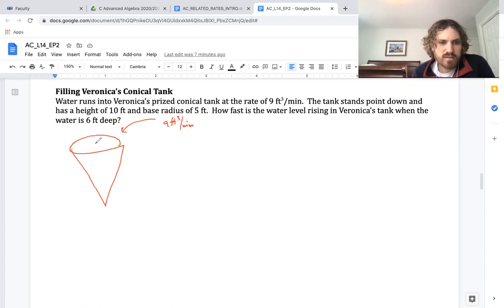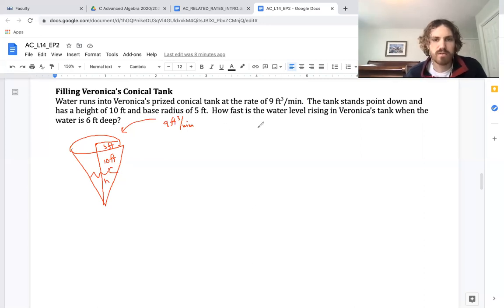Now we know that this conical tank right here has a height of 10 feet. That's not changing. And a radius of 5 feet. This is actually a really important piece of information because that ratio is going to remain true throughout the entire cone. And then we've got some water down here, right? And things are changing. We've got the height of the water, which is changing, and the radius of the water will be changing as well.